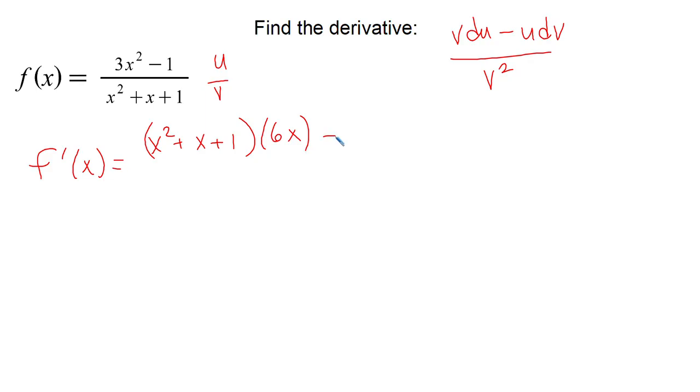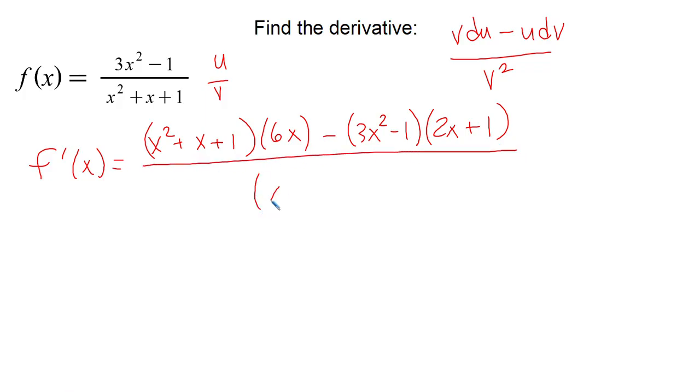So there's v du minus u, 3x squared minus 1, times the derivative of v. The derivative of x squared is 2x, the derivative of the x is just 1, and the derivative of the plus 1 is 0. And then it should all be divided by our denominator squared. Okay? Now we'll just distribute out the numerator and simplify.